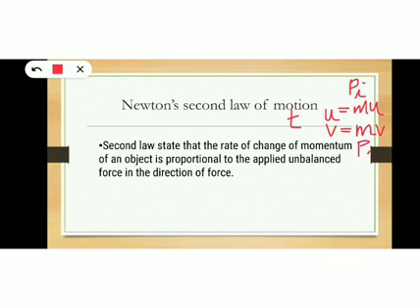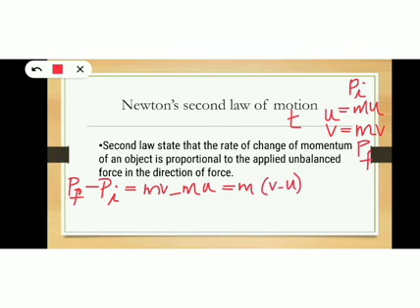So if final momentum p_f is m into v, then how can we denote the change in momentum? Change in momentum is p_f, final momentum, minus initial momentum. That is equal to mv minus mu, which is equal to m into (v minus u). Isn't it? So this is the change in momentum, m into (v minus u).